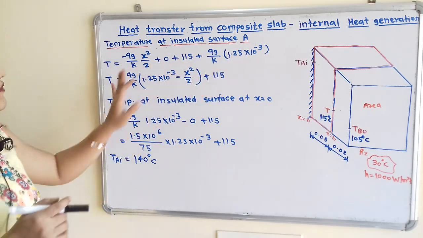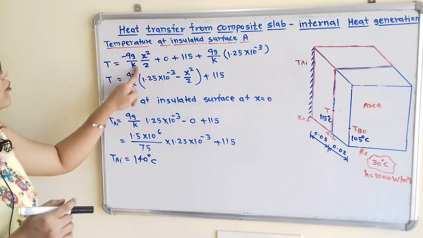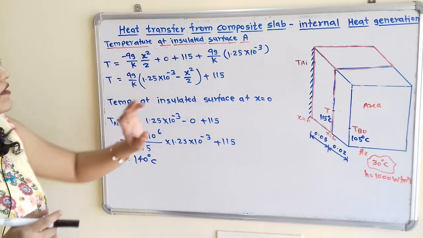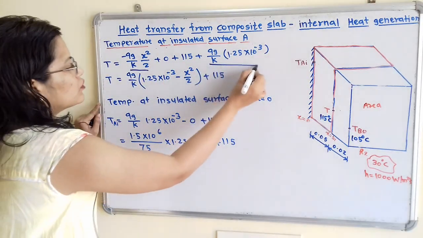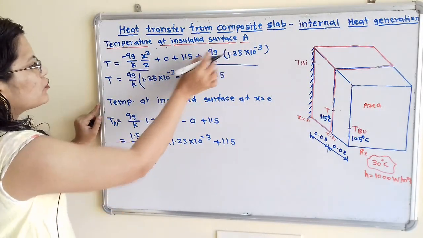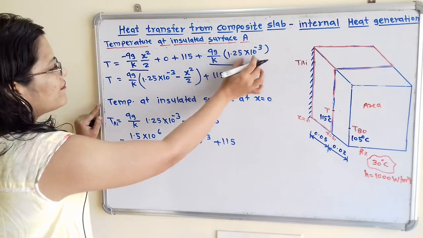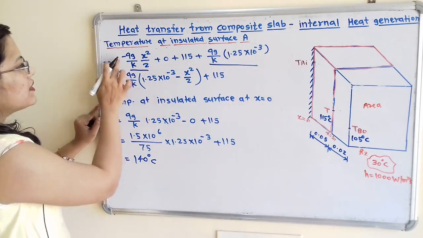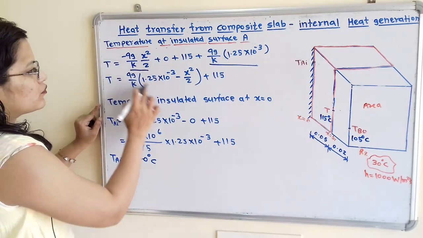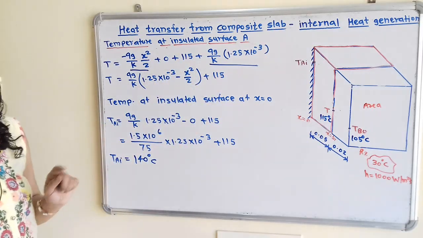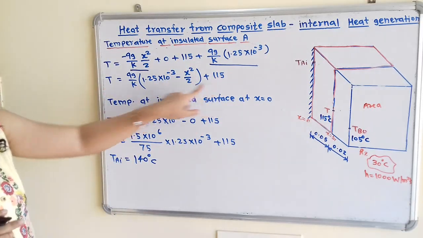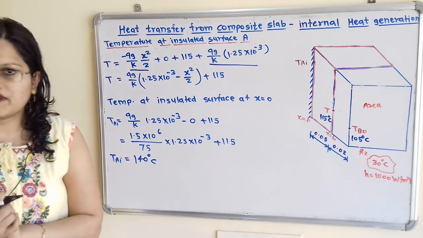Now we will simplify this. Here Qg by K and Qg by K both are common terms. So when I take Qg by K common, then here 1.25 into 10 raised to minus 3 minus x square by 2, that we have to put in bracket, and here plus 115. Now this is the simplified temperature distribution equation.